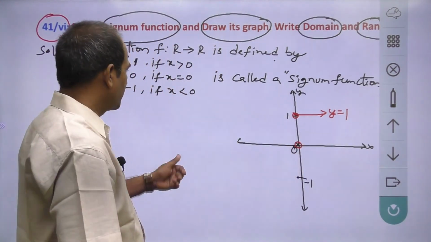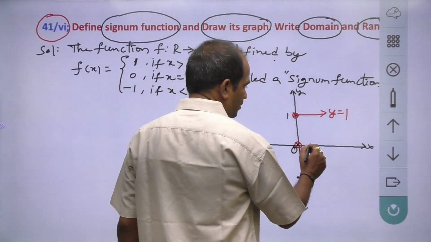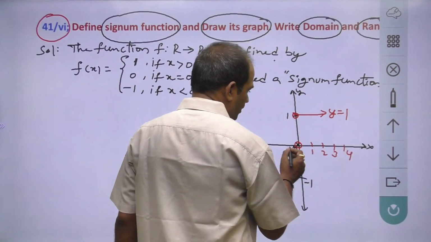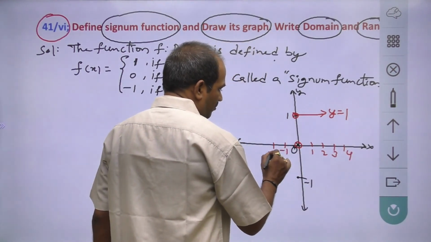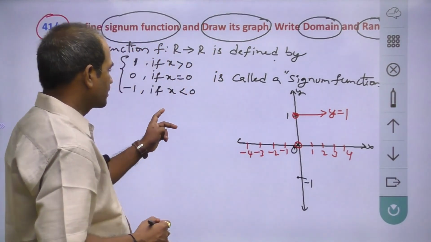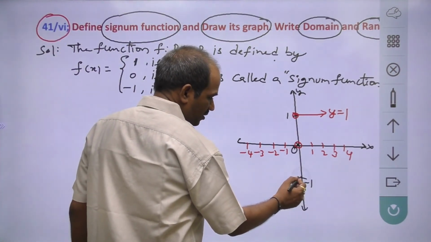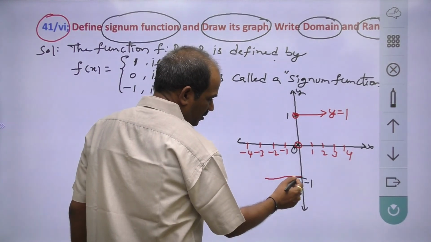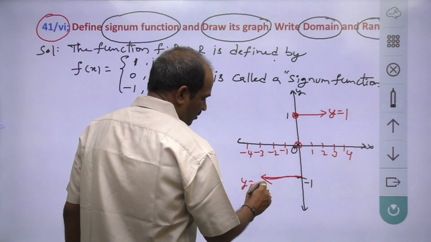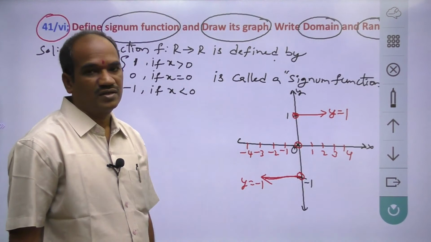Next, x less than 0, take a value on this side. On this side it is 1, 2, 3, 4 and so on, and on the other side minus 1, minus 2, minus 3, minus 4 and so on. Take any x value less than 0, and the y value comes minus 1 only. So on this side y is equal to minus 1. This is the graph of the signum function.